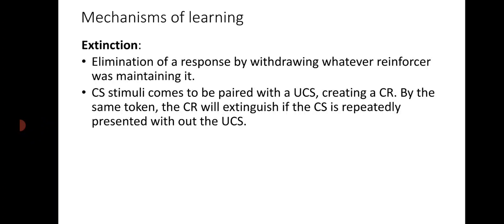Extinction is the elimination of the conditioned response when the reinforcing factor is removed. In other words, we have already understood that CS will be paired with UCS, and that is the main reason why the organism shows the conditioned response. If CS is presented alone without the unconditioned stimulus, then CS will not evoke the CR, or the conditioned stimulus will not evoke the conditioned response. This disappearance of the conditioned response is called extinction. This extinction may be temporary in most of the cases.